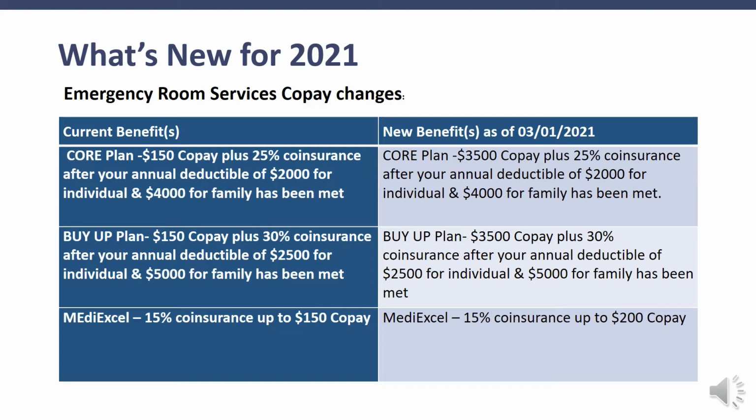In addition to your core and buy-up plan, through the MyEVHC medical plan, your emergency room services have also changed. Currently, your copay is 15% coinsurance up to $150. As of March 1st, your new copay is 15% coinsurance up to $200.